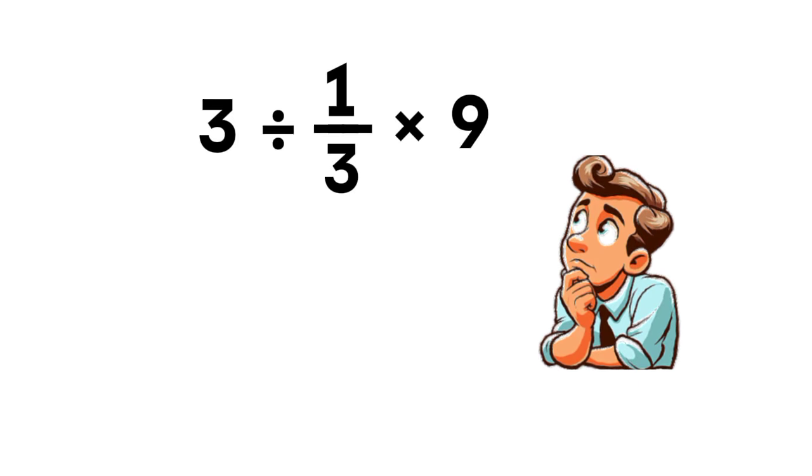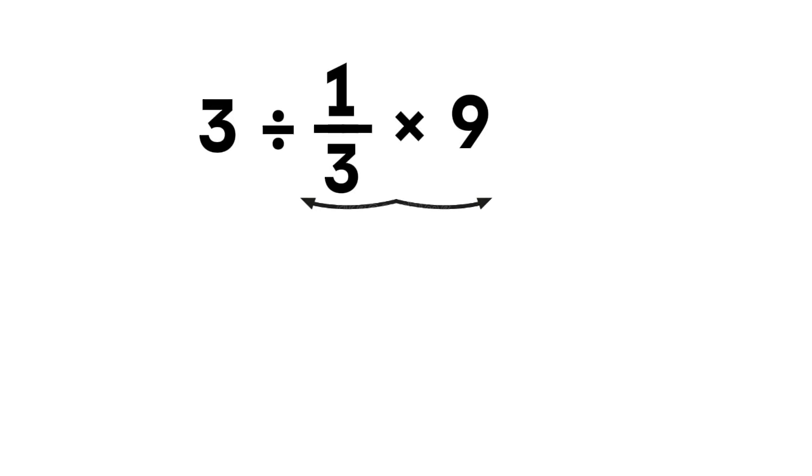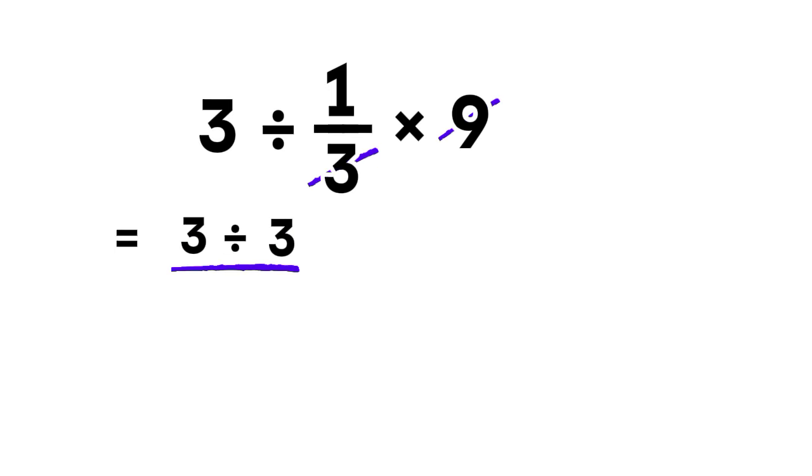At first glance, we have 1 over 3 times 9. Some people might start multiplying right away. So 1 over 3 times 9, let's try it. 3 divided by 3 gives 1, and 9 divided by 3 gives 3. So now we have just 3, and 3 divided by 3 equals 1.